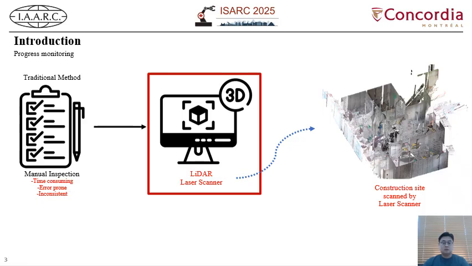In the construction industry, progress monitoring is a key task to ensure project quality, schedule compliance, and safety. Traditionally, this has been done through manual inspection, which is often time-consuming, error-prone, and inconsistent. As a more advanced solution, recent studies have adopted 3D modeling technologies for inspection and monitoring. Among these, the use of LiDAR and laser scanners has gained attention because they provide highly accurate and detailed spatial information.